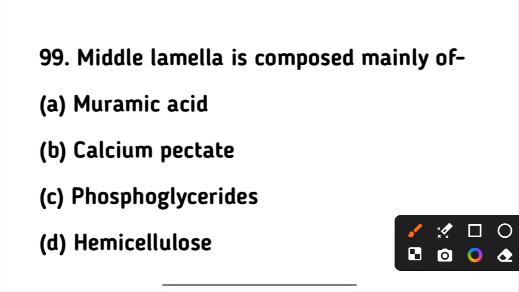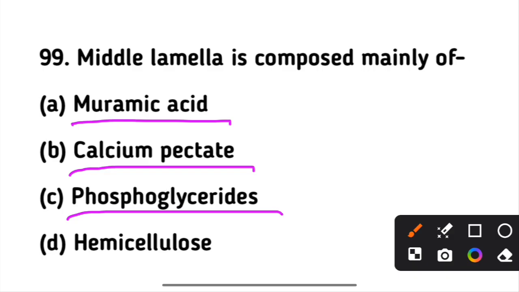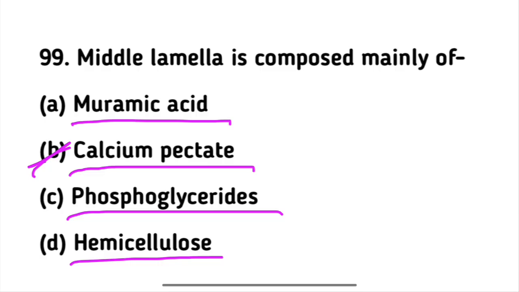Next, middle lamella is composed mainly of muramic acid, calcium pectate, phosphoglycerides, hemicellulose. Option B is correct, calcium pectate.